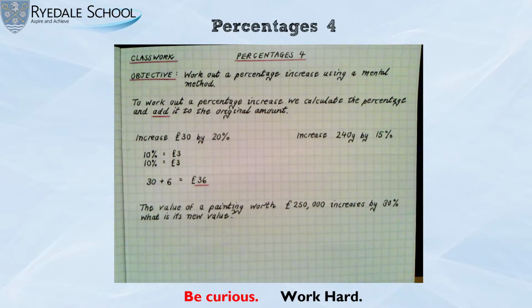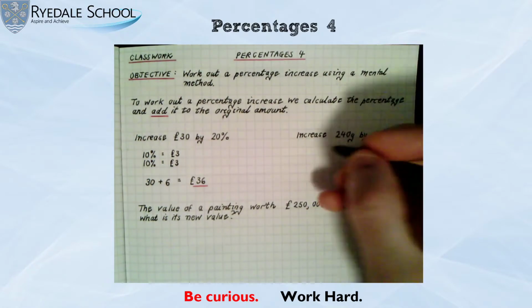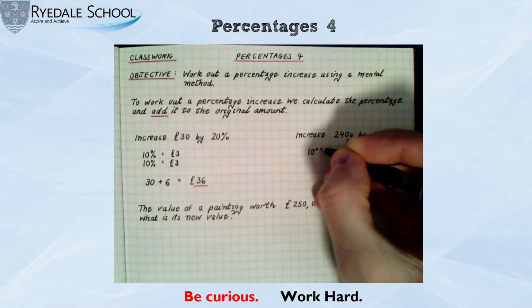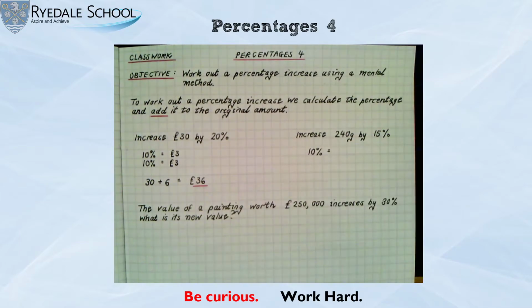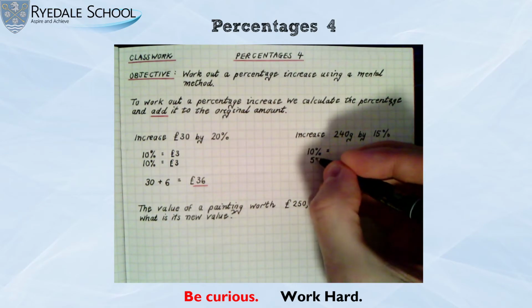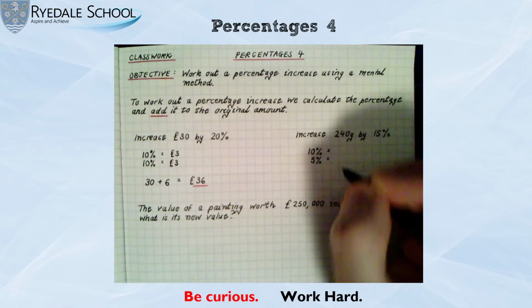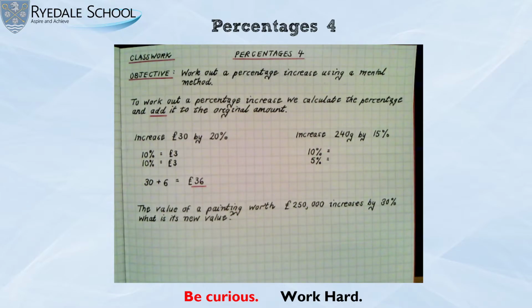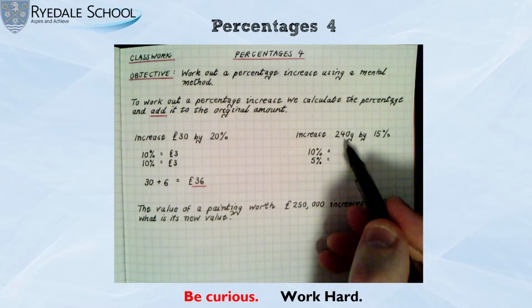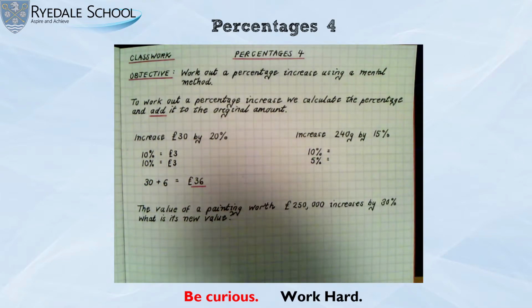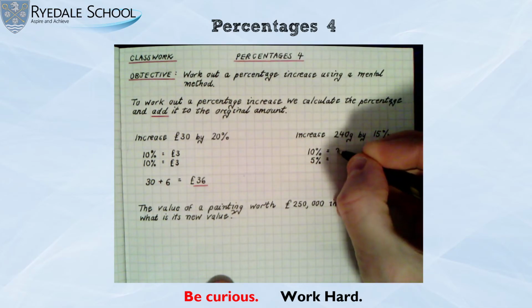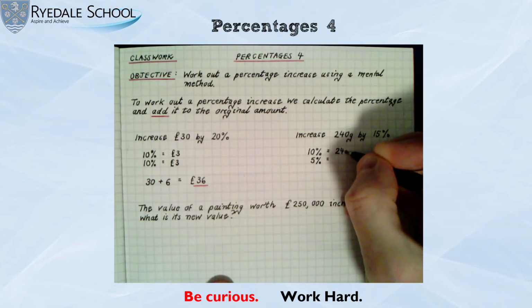So let's have a look at a second question. I've got increase 240 grams by 15%. I'm going to need to think about how I'm going to make that 15%. And I think I'll use the building blocks of 10%, and I'll also use a 5%. So once again, to find 10% of a number, divide by 10. So if I want 10% of 240 grams, I'm dividing by 10, and that is 24 grams.